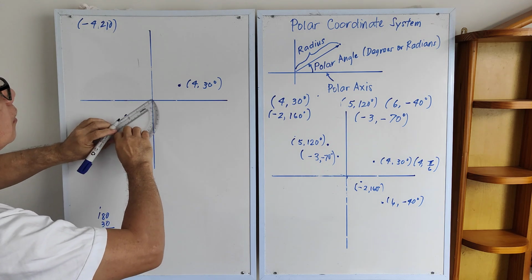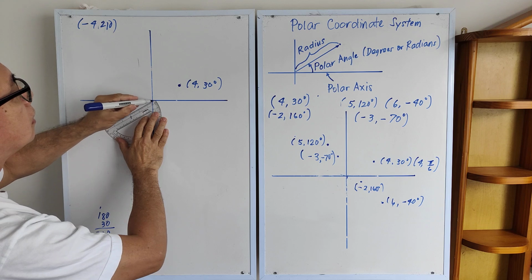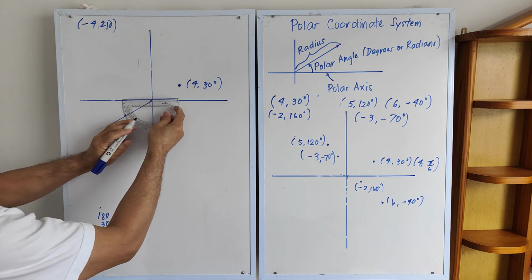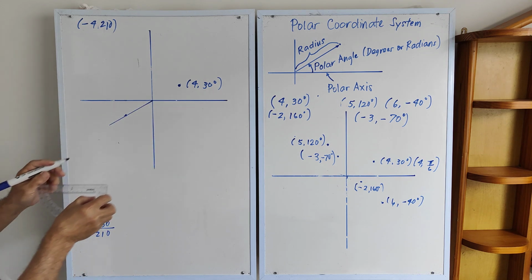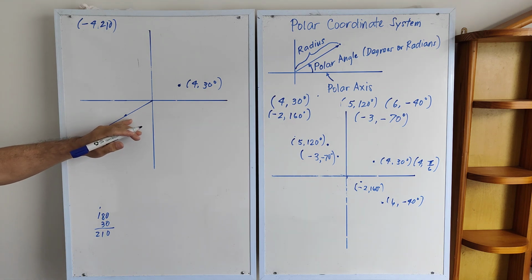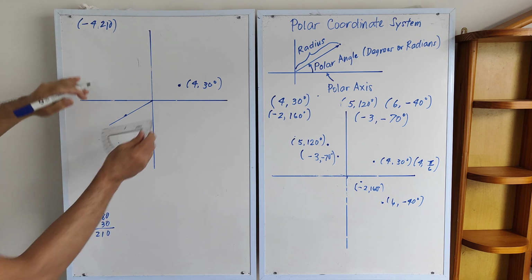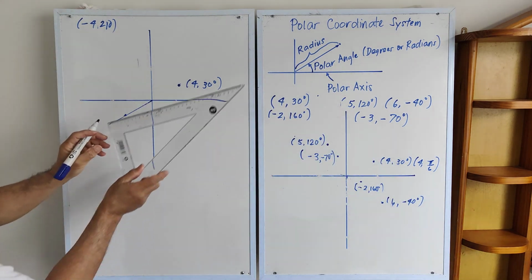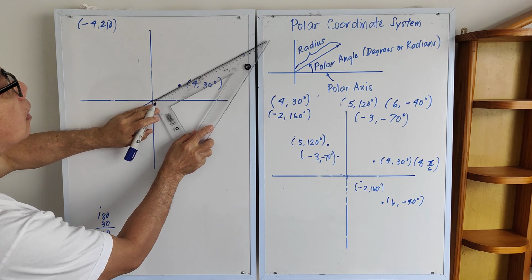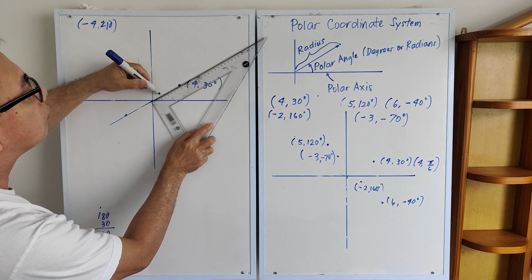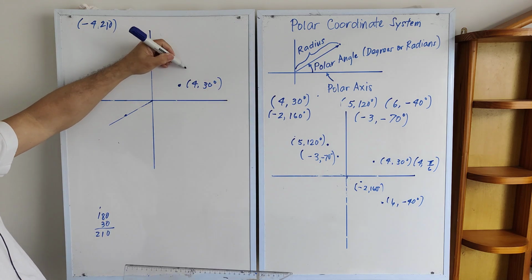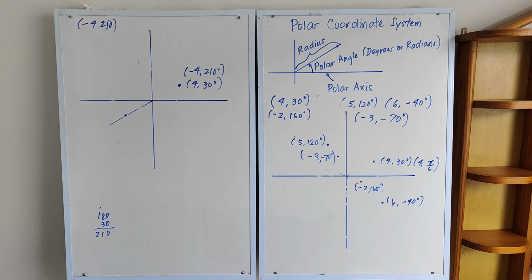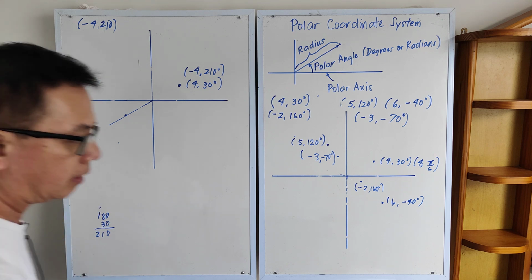So from here to here is 210. See? Yep. Now, because this is negative 4, we go to the other side. We measure 4 units on the other side. So negative 1, 2, 3, 4. So this could also be negative 4 and 210 degrees. They're on the same point. So let's erase this one.